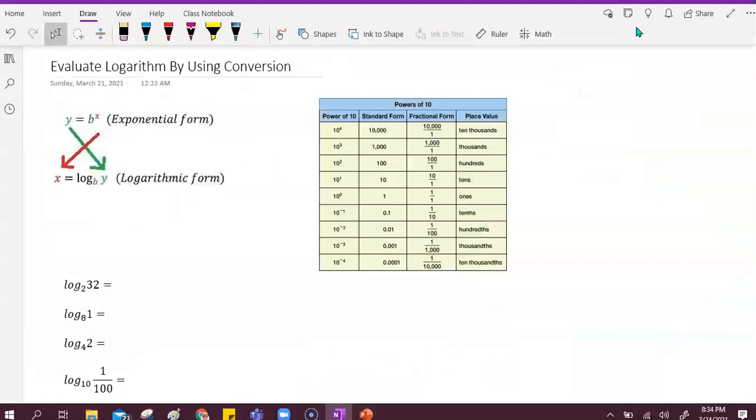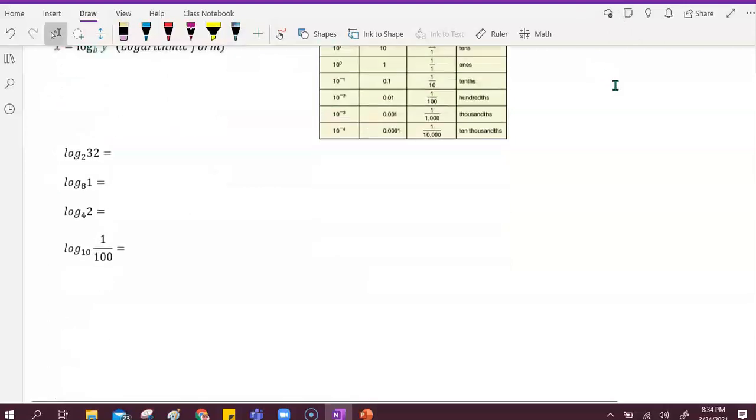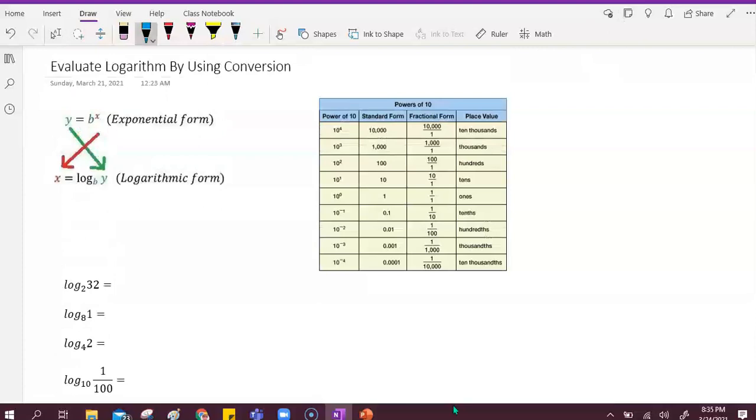Okay, first we're going to evaluate logarithms by using conversion. You recall that you can change an exponential form into a logarithmic form. We're going to take these logarithms and turn them into exponential form, and then we should be able to evaluate them. I have a chart over here that should help us with some of the numbers, especially our powers of 10.